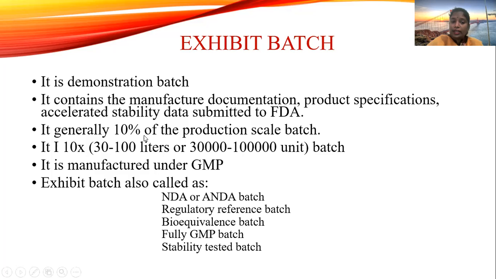So it is generally 10% of the production scale batch. It is almost near to the production batch, but 10x is nothing but 10 times bigger than the first batch. It is manufactured under GMP. In this process we have to consider the good manufacturing practice guidelines: the equipment guidelines, production guidelines and manufacturing guidelines, everything we have to follow according to GMP practice only. So this exhibit batch has different names.